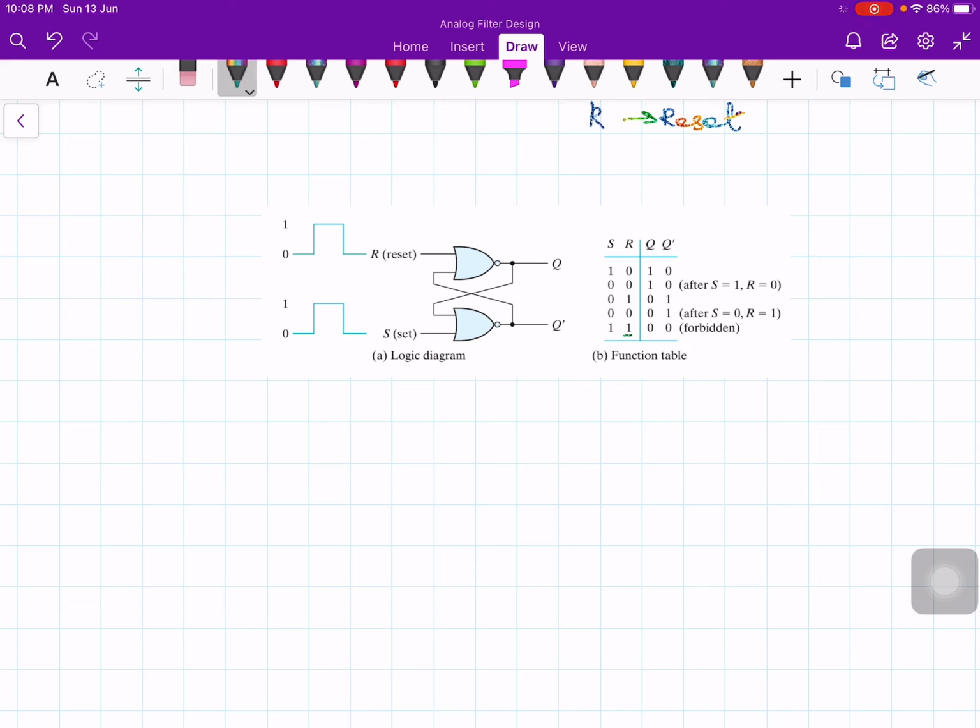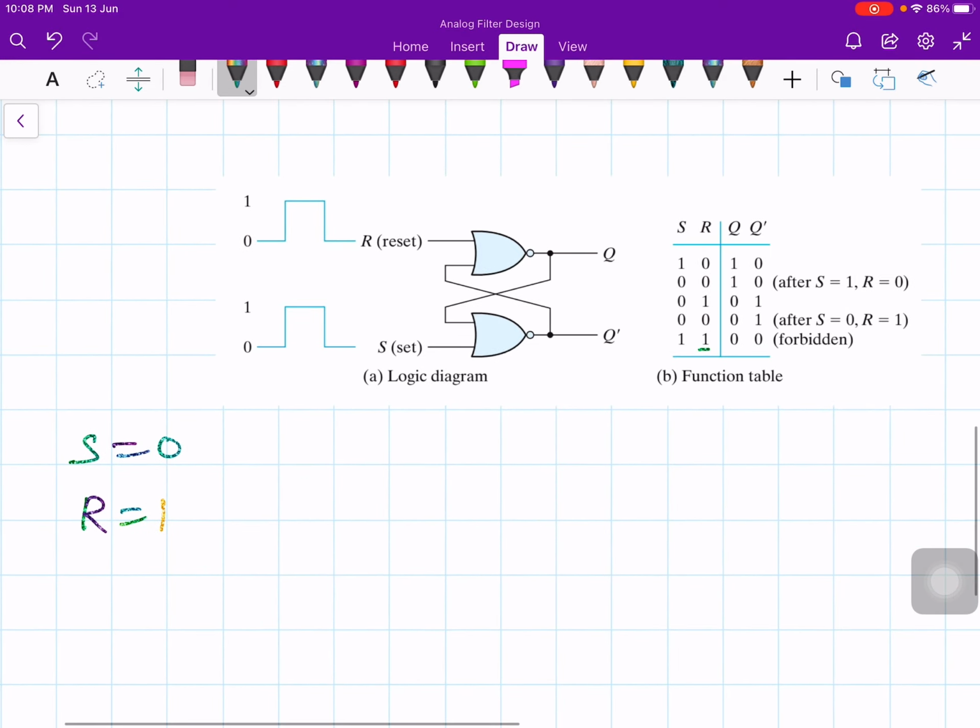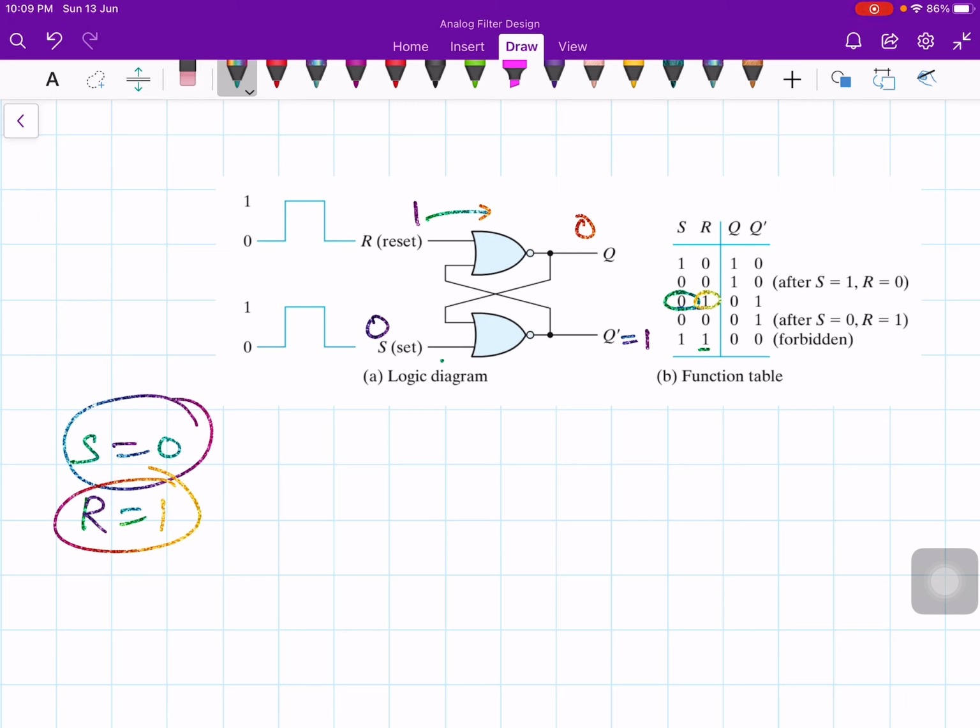Okay. Now let us say I am going to apply S equal to 0 and R equal to 1. Now S is 0, R equal to 1. Now you should start the analysis from this point. Don't start with the set. Because for a NOR gate, if any one input is 1, what is output? Output is 0. If Q is 0, what about Q bar? Q bar is 1. That is why if we give 0 to S and 1 to R, then output is 0 1. So Q is 0 and Q bar is 1.